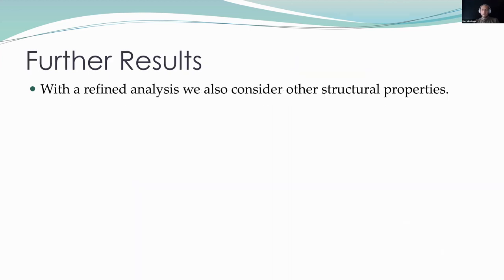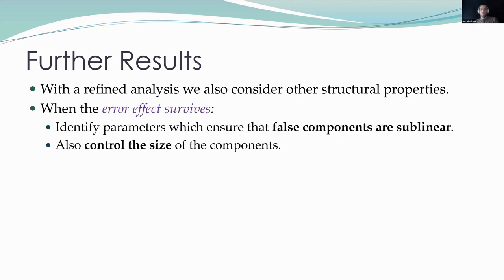Now, one thing we do is we not only look at this question of whether errors survive forever or are completely eliminated, but we can also use those observables to make somewhat more refined observations and results about the process. So one thing we also look at is, what does the tree look like when the error effects do survive? So you have some false tree which goes on forever, but we managed to identify parameters in which it is not too large. It does not occupy any linear proportion of the entire tree. And we also control the size of it, actually.